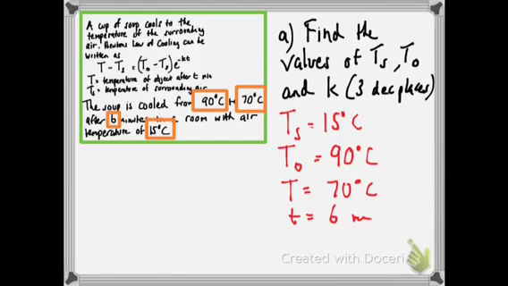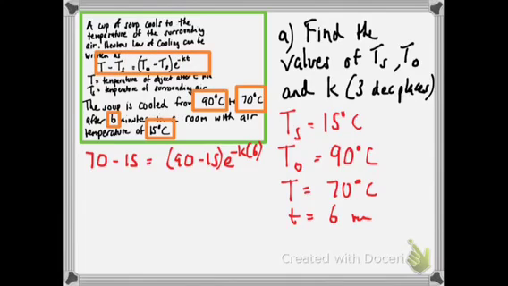I'm going to substitute everything here. So 70, which is t, minus temperature of surrounding air, which is 15, equals t naught, which is 90, minus ts, which is 15, multiplied by e to the negative k times 6. So if you look at the equation up there, I've substituted all the values in. I'm asked to find k here.